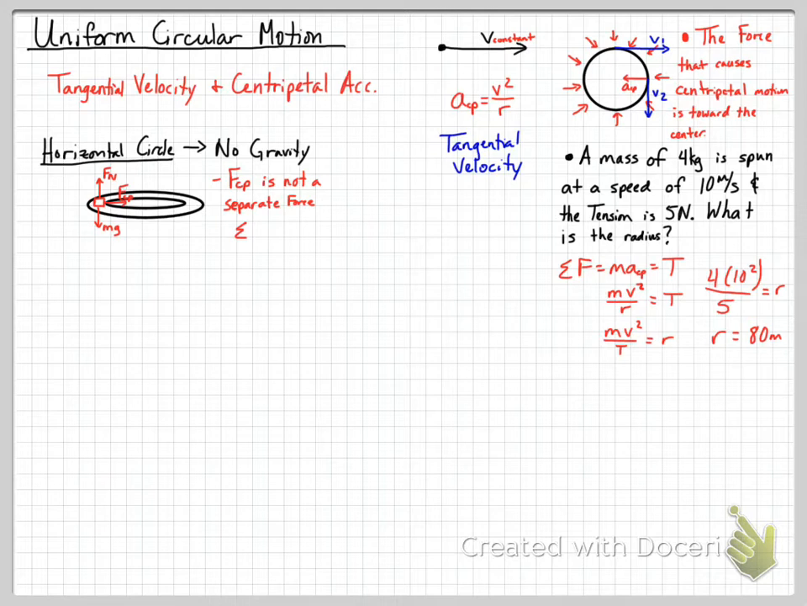So centripetal force usually is a net force, and you can see by the equation that net force equals mass times the centripetal acceleration. So the net force is causing the centripetal acceleration, so our centripetal force is our net force. In this case, it's friction, not a separate force.